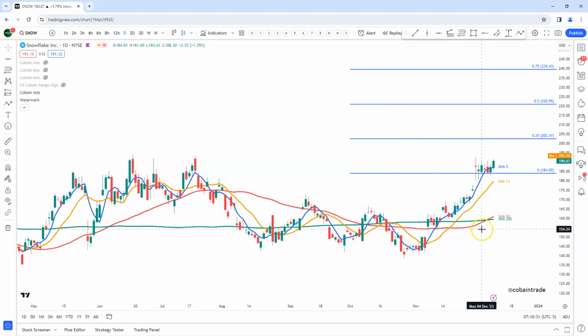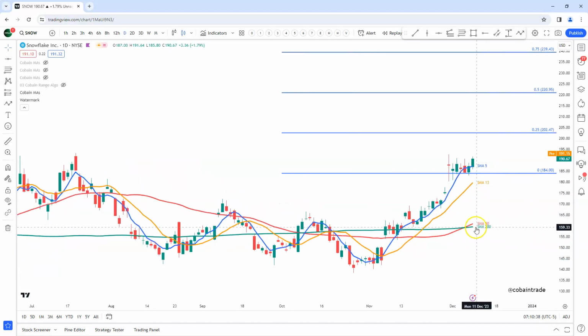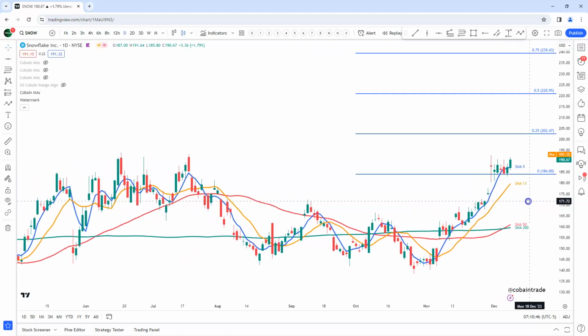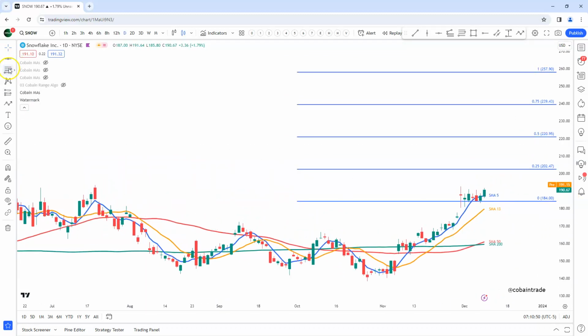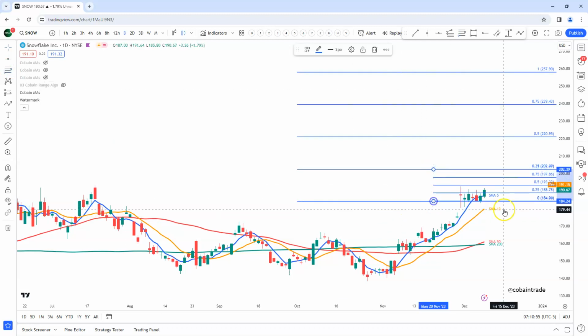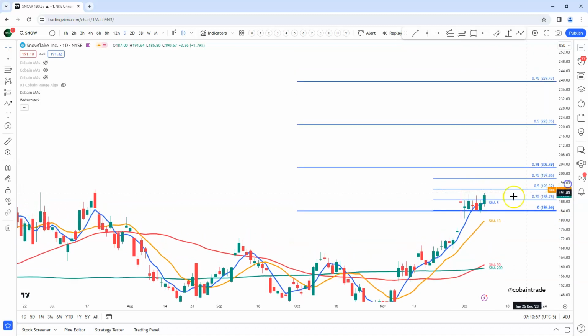We do have, and it's been a while, the 50 MA crossing and above the 200. So that's a really good sign. The shorter term filter, the 5/13, that crossed a while ago and it's remaining bullish. So that's particularly good news. Let's divide up this section here into quadrants again. So we're clearing the 0.25.